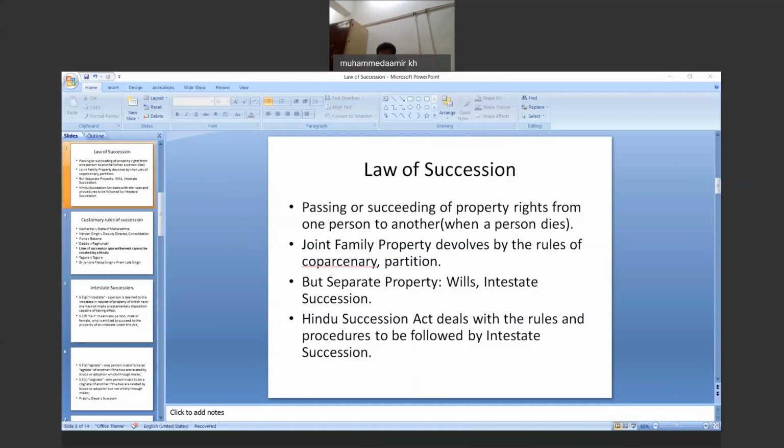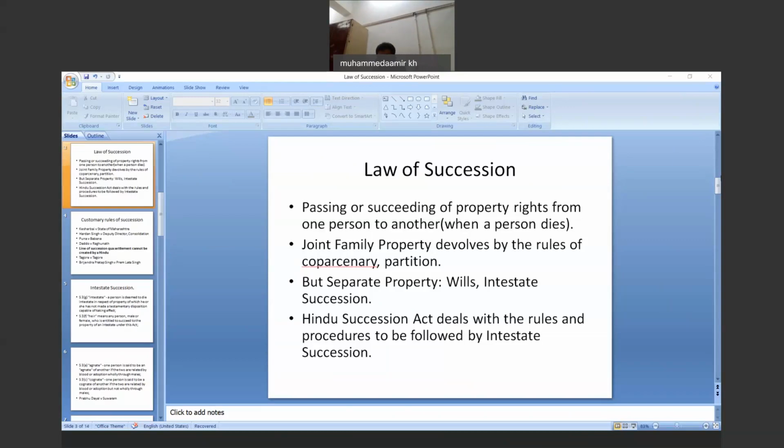Dear students, we have also tried to understand the need for the new law of succession and also discussed the impact of the codification of the Hindu Succession Act.